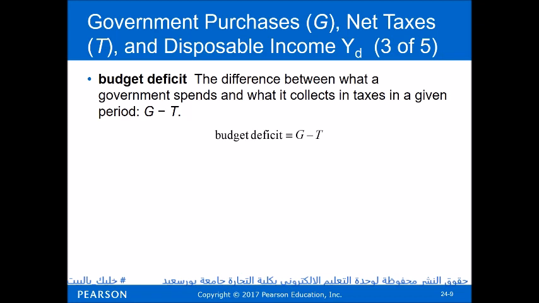What is the budget deficit? A budget deficit refers to the difference between what a government spends and what it collects in taxes in a given period. Algebraically, the budget deficit equals G minus T, where G is greater than T, or exceeds T.